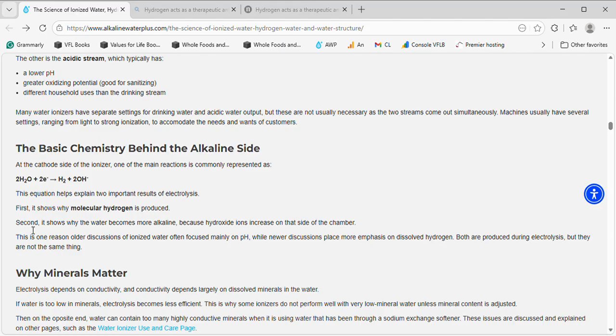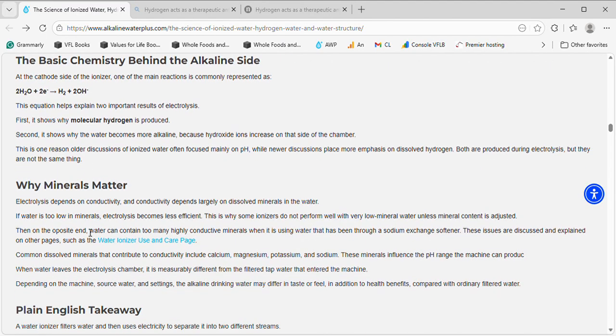And it also shows why the water becomes more alkaline, because hydroxide ions increase on that side of the chamber, which is going to increase the alkalinity. So that's your hydroxide.